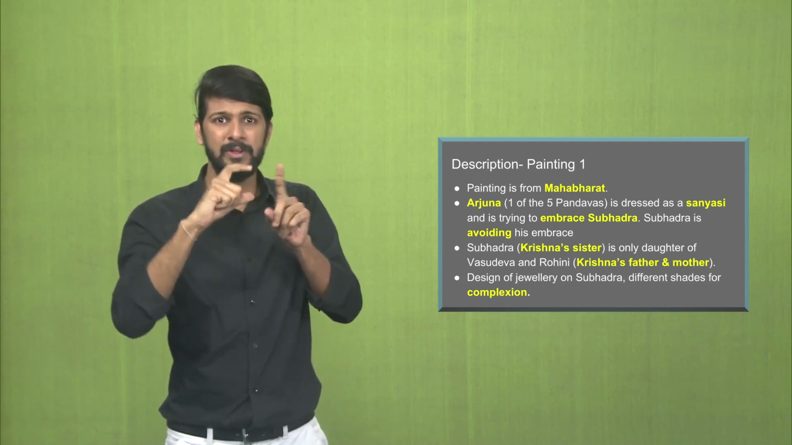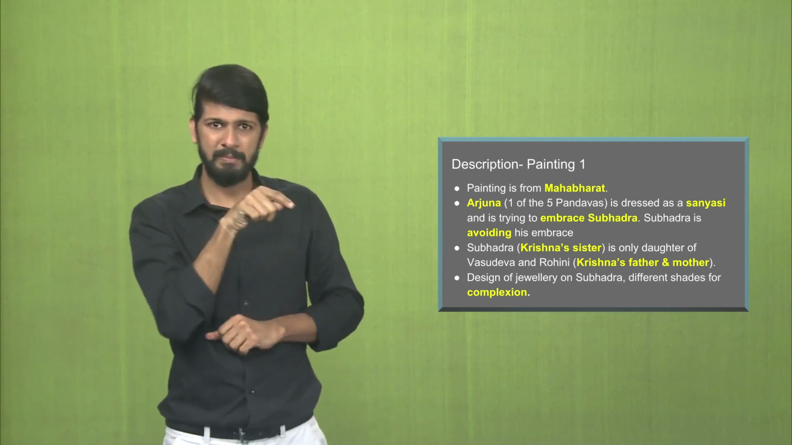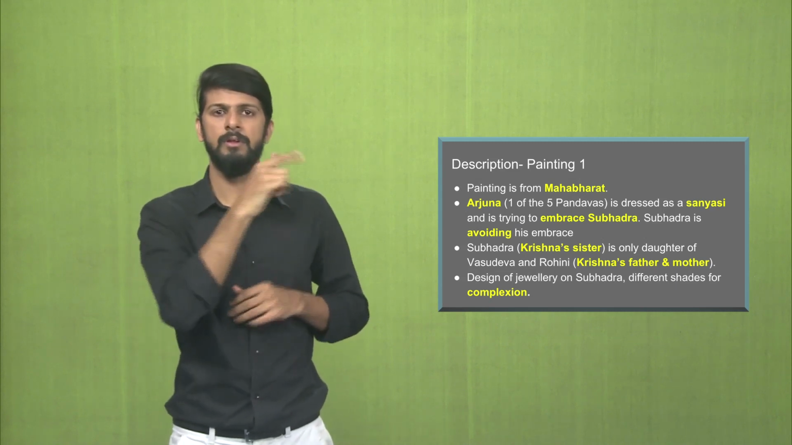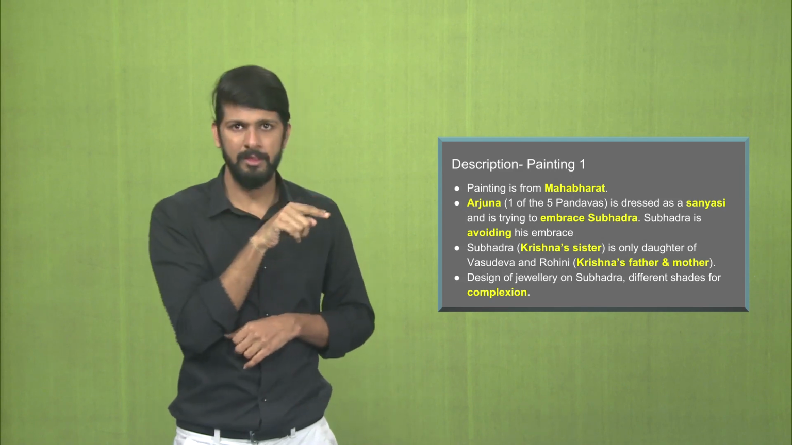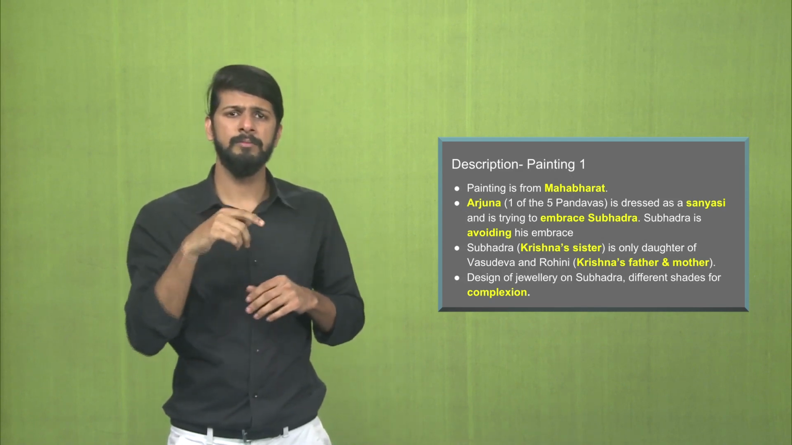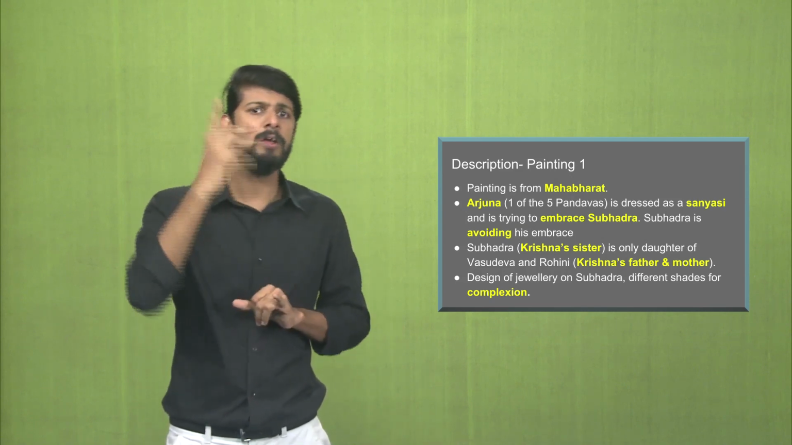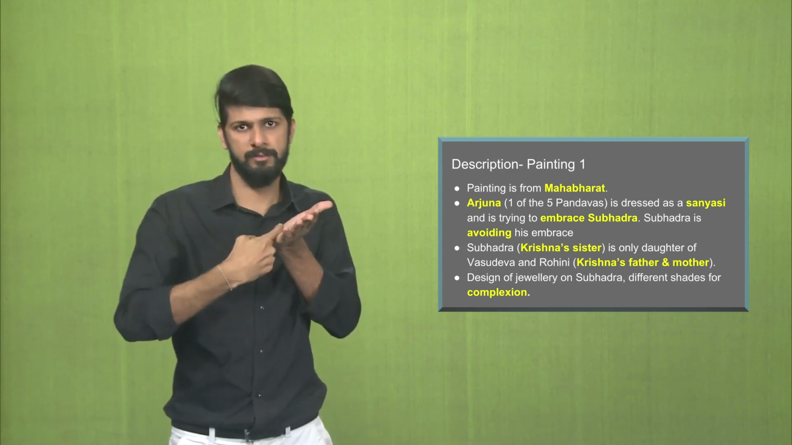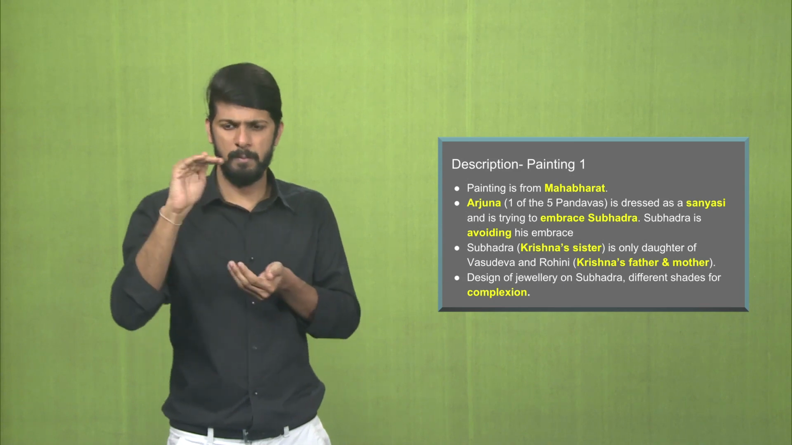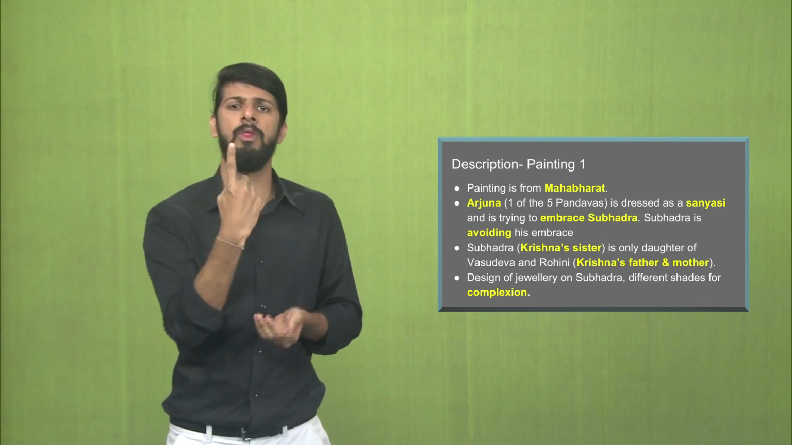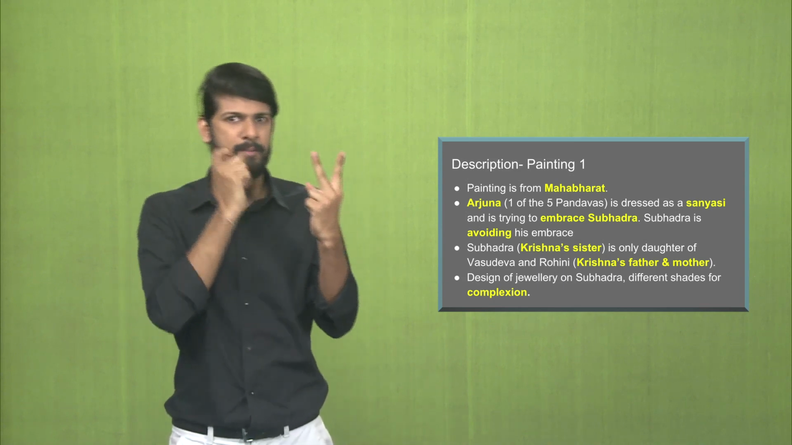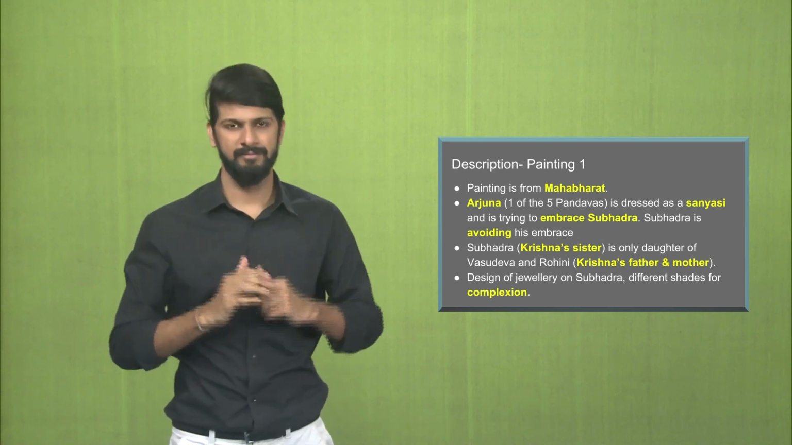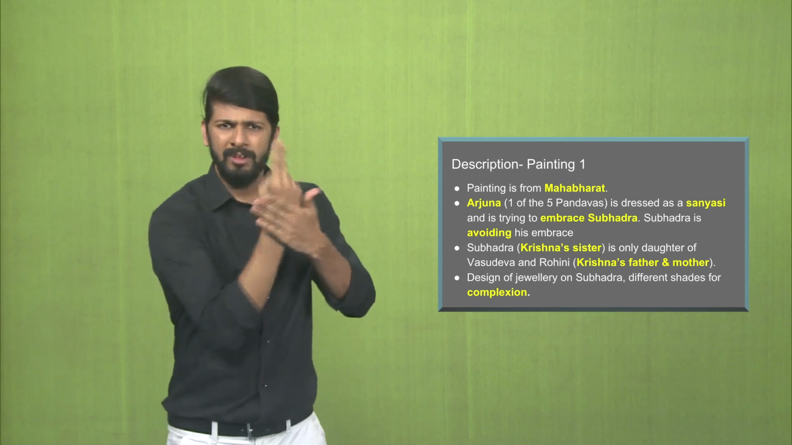The lady in the picture, Subhadra, who is avoiding the embrace of Arjuna, is Krishna's sister, and she is the only daughter of Krishna's mother and father, that is Vasudeva and Rohini. The only girl. Krishna is the first, the second is also male, and the third is Subhadra.